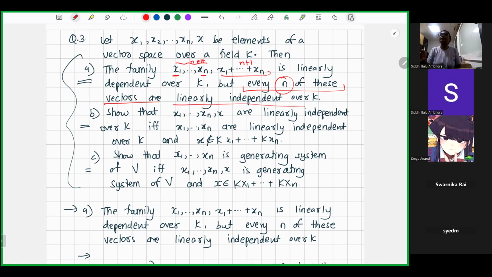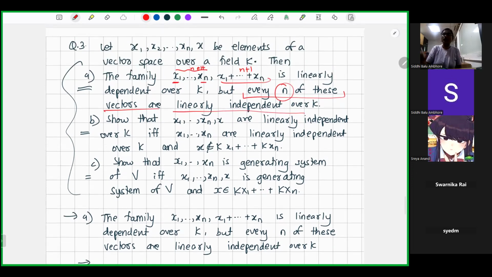But this family is quite special, it has the property that when I talk about the whole n plus 1 elements, it is linearly dependent. But if I choose any n from that set, then it becomes linearly independent. So from the set of n plus 1 elements, I now want to talk about a set of n elements. This is what it means. This is what is asked here.